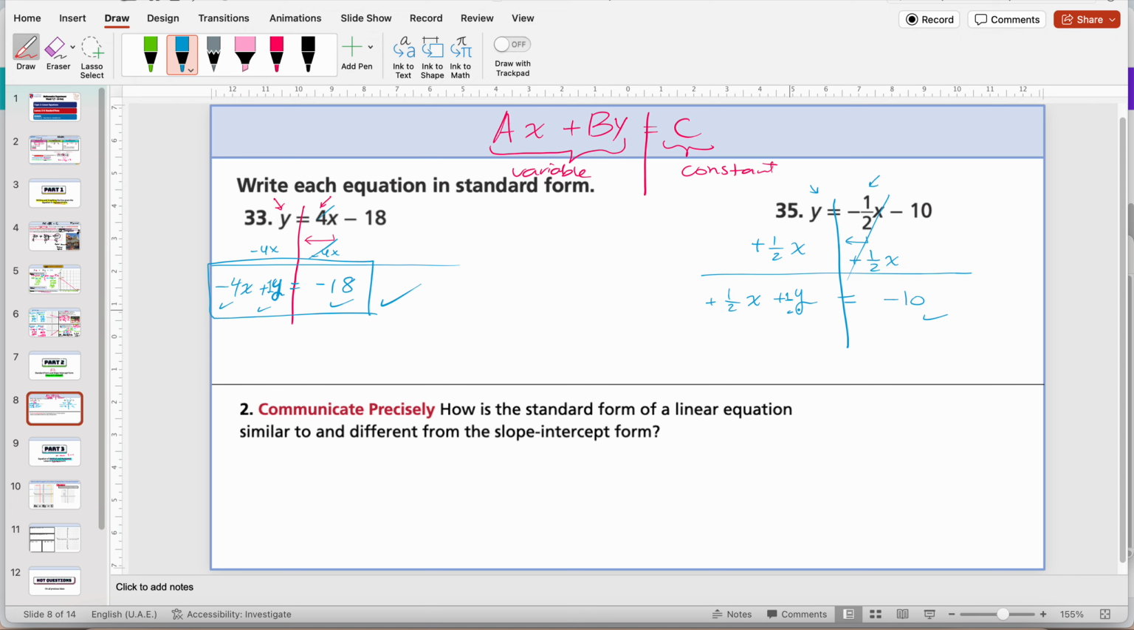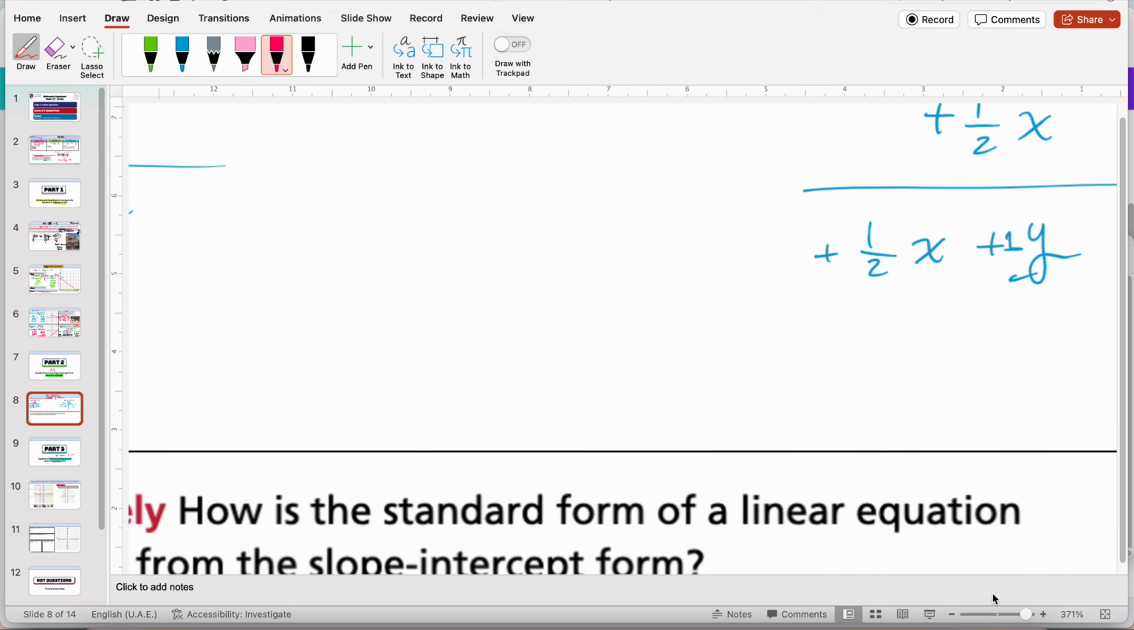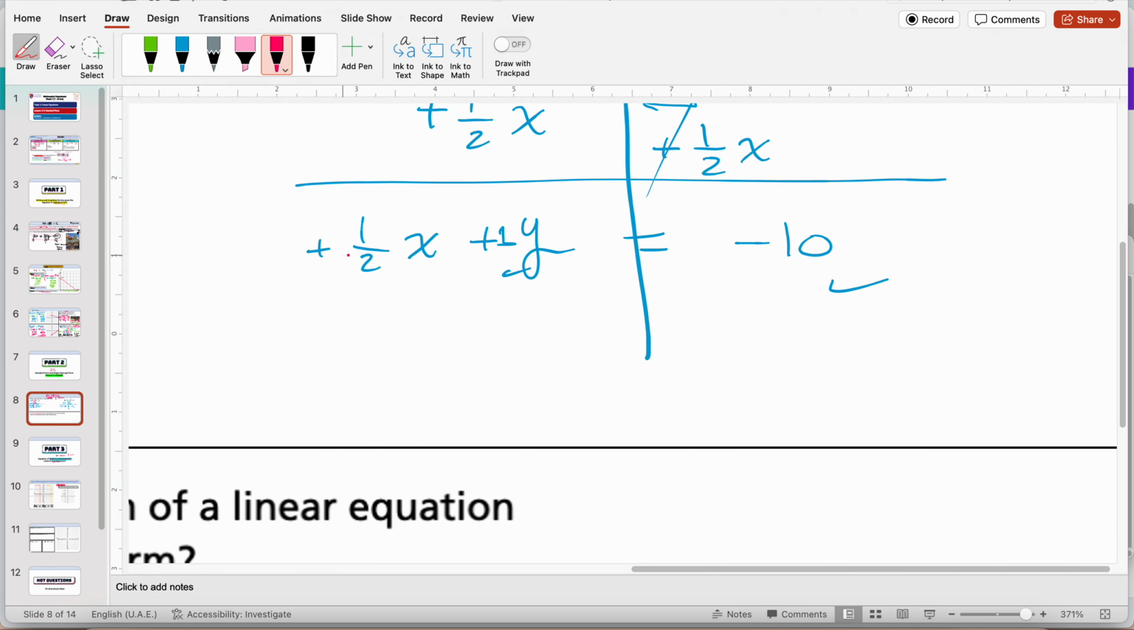Integer, but I have here a fraction. How can I cancel this or write it as a whole number? The problem with this fraction is there's a division by 2. You can double the half, it's going to be 1x, but double everything, negative 20. This is one idea and it's totally correct.